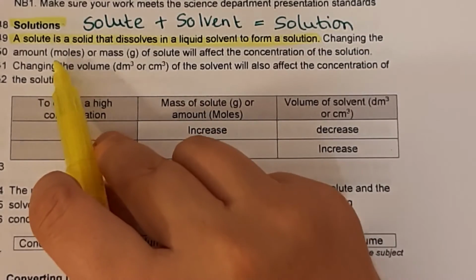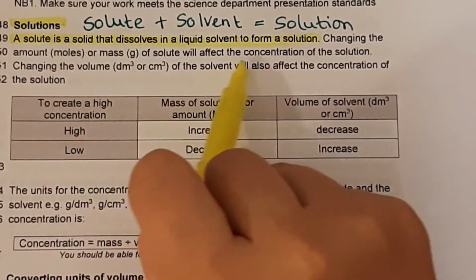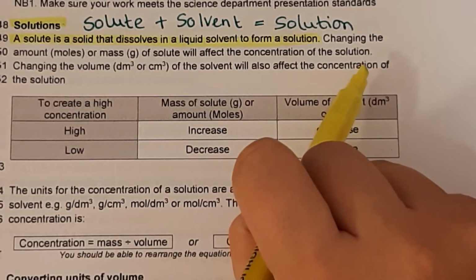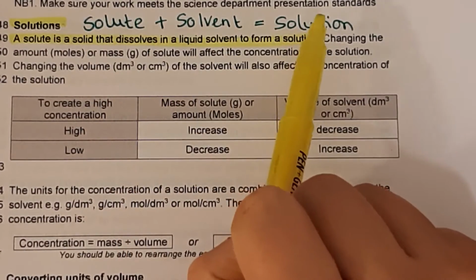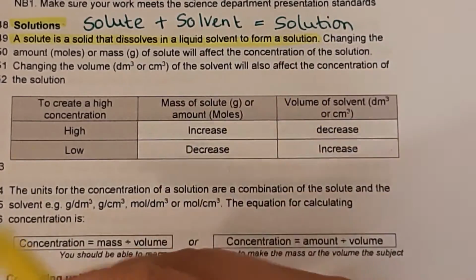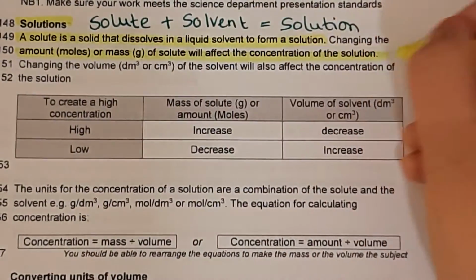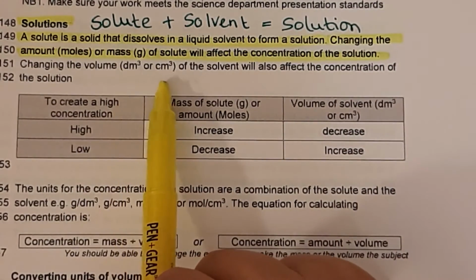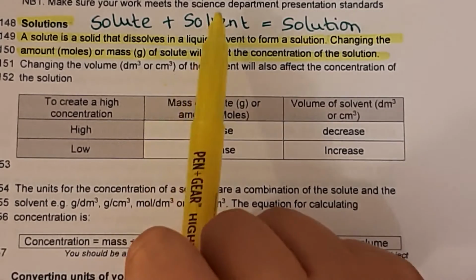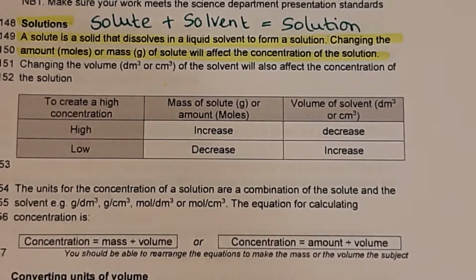Changing the amount in moles or the mass in grams of the solute will affect the concentration of the solution. So essentially, the more or less solute you add, this will change the concentration of the solution. Changing the volume in decimetres cubed or centimetres cubed of the solvent will also affect the concentration of the solution. So if we change the amount of either the solute or the solvent, it's going to affect the concentration of our solution.